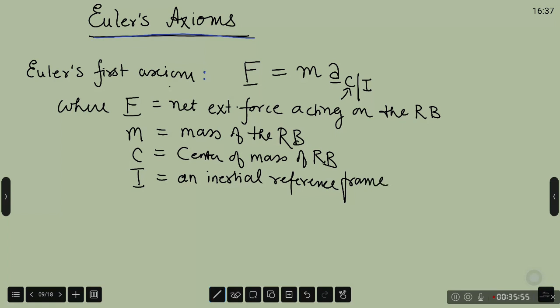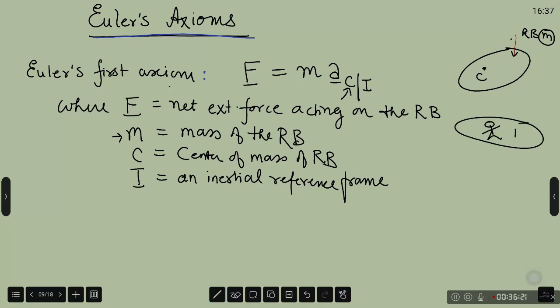Let's draw a diagram here to have a better visualization. This is center of mass of the body. This is RBM. And again I am using M as the name of the RB, and M is also the mass of the RB. So it will be clear from the context what M stands for. And then I have an inertial frame I. Here I have a point O which is fixed in I. This is Euler's first axiom.